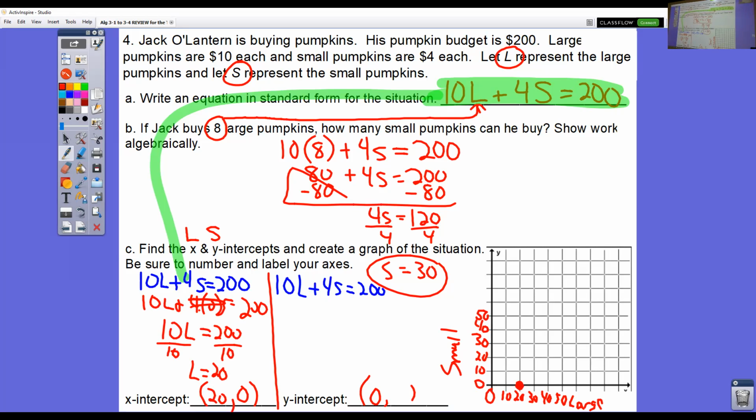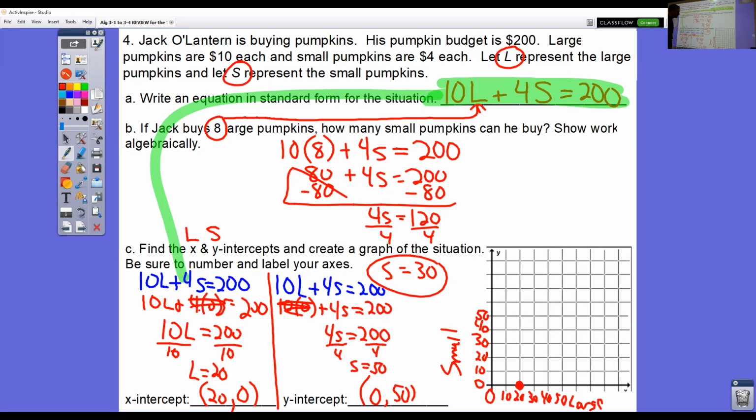When I go to find my y-intercept, I want to sub in a 0 for my x. So 10 times 0 plus 4s equals 200. 10 times 0 is just 0, so that disappears. So all I have is 4s equals 200. Divide by 4, divide by 4, you get s equals 50.